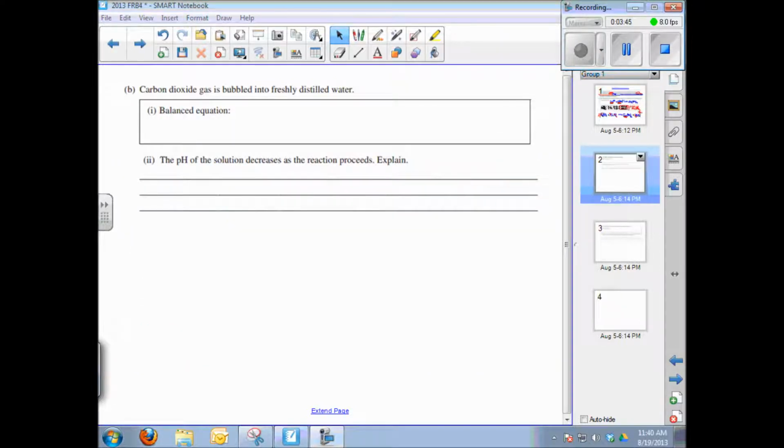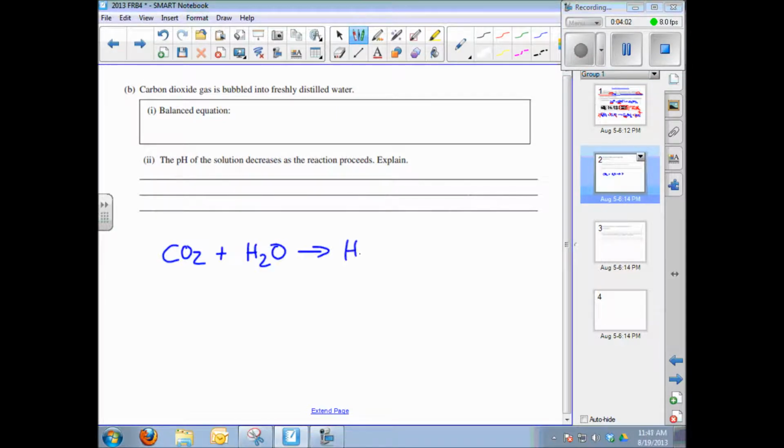Subpart B of the question, carbon dioxide gas is bubbled into freshly distilled water. Well, there are actually 3 acceptable answers for subpart 1 of this question. You can do the easy route. We've got carbon dioxide gas bubbled into water, and you produce carbonic acid. That's the part you've got to know, H2CO3. You can also show this as ions. This, as you know, dissociates into a hydrogen ion and the bicarbonate ion, HCO3-.